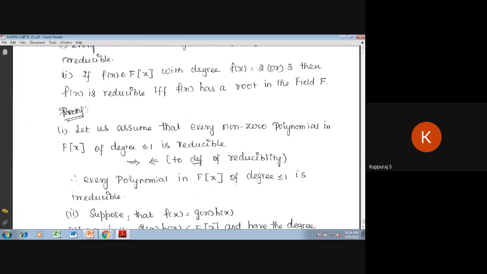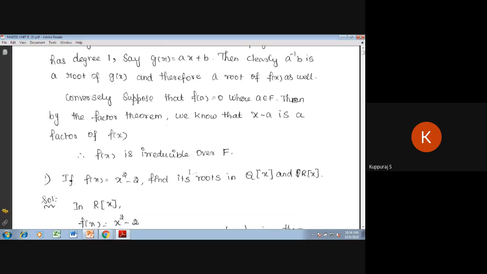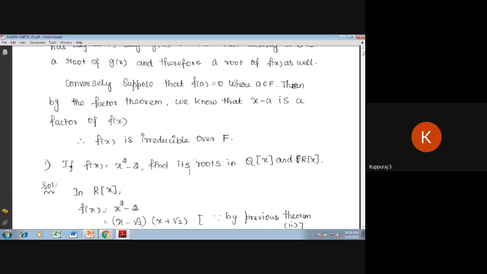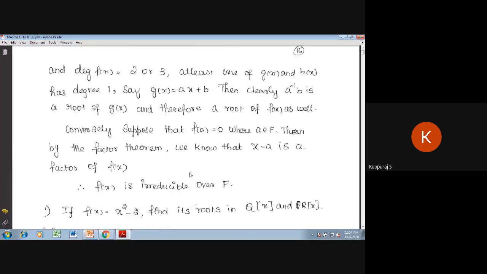Sorry, f of x is reducible. By mistake, I have written f of x is irreducible over F. Actually, f of x is reducible over F. Okay, so here, reducible. So f of x is reducible over F. Actually, here f of x is reducible, but wrongly written irreducible. So now the proof of the theorem is over.